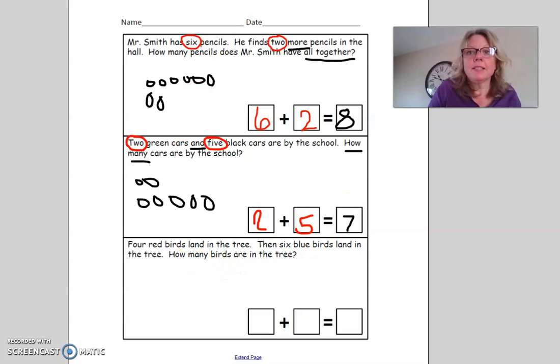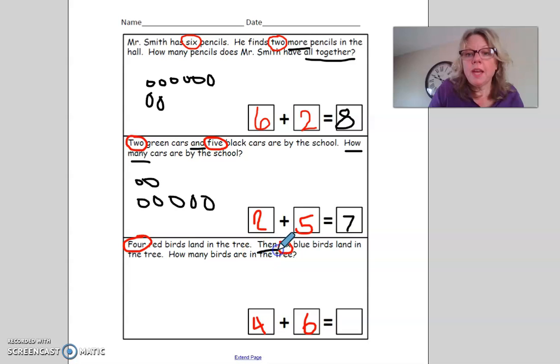All right, the last story problem is there are 4 red birds. 4 red birds land in the tree. Then 6 bluebirds land in the tree. How many birds are in the tree? The numbers I heard were 4 and 6. So I know those are the numbers I'm going to start with. 4 plus 6. Next, I'm going to underline those important words.